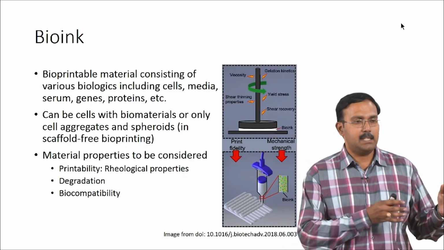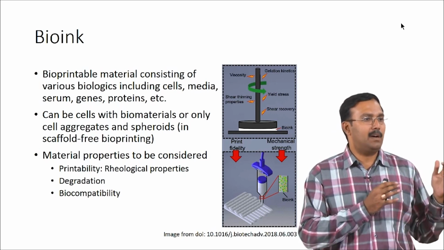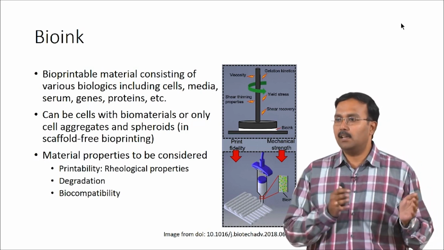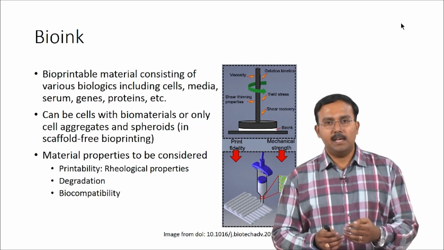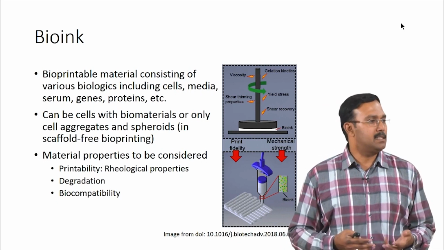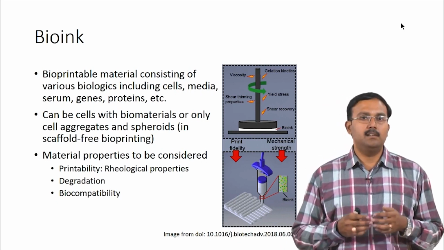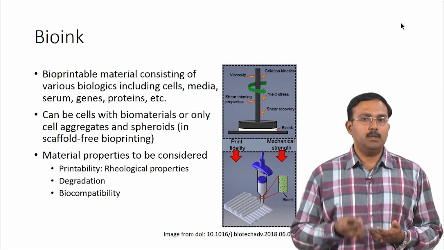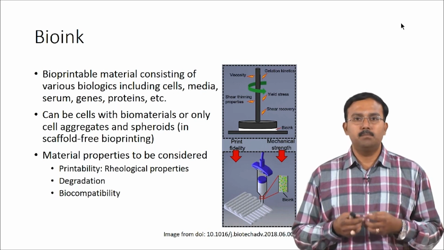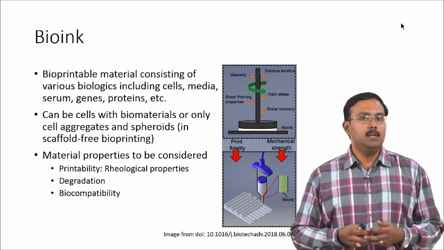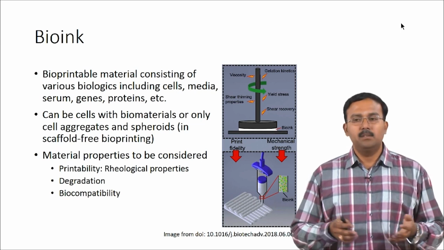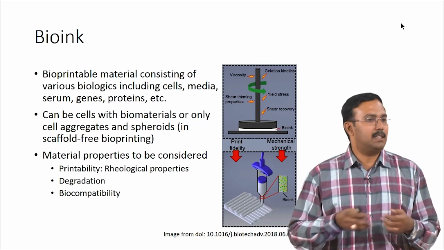So, whatever we discussed till now are the aspects where you would need expertise in image processing and computational techniques and so on. The aspect which we are covering here is where you would need people with more chemistry and materials background, right. So, you need to design a bio ink. Whatever you are printing basically has to be some kind of an ink which you print out, right. So, this bio ink is nothing but a printable material which will consist of various biologics. It could be just the cells or cells and media with serum, genes, proteins, growth factors, whatever, right.